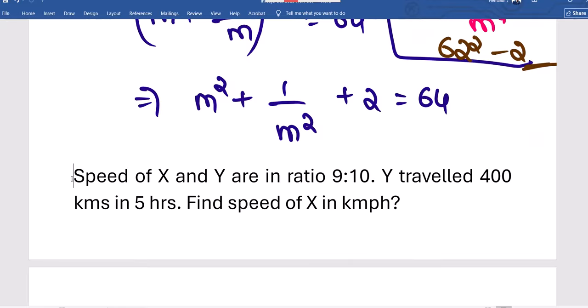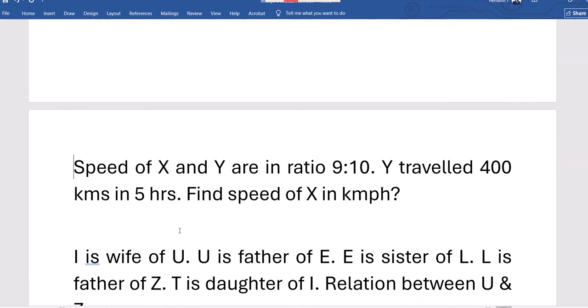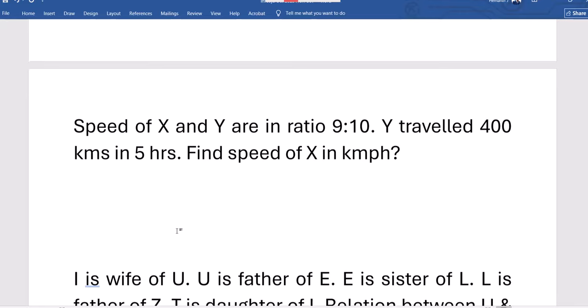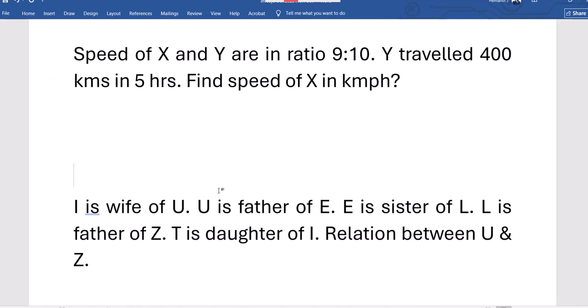Whereas the next question, if you observe, is time and distance. The ratio of the speeds of x and y is given. Okay, y traveled 400 kilometers in 5 hours. What is the speed of y?